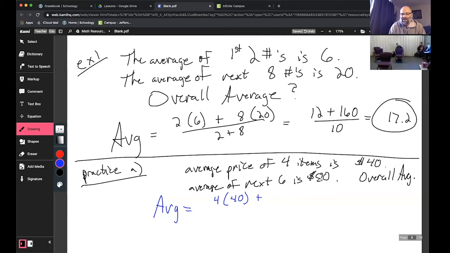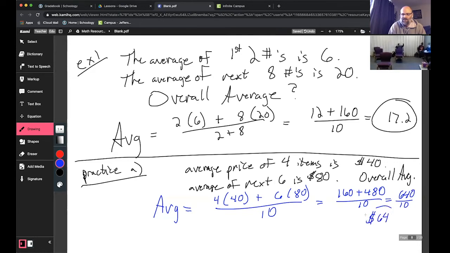So we don't care about the individual items. We just care about the sum. So if the average of 6 items is 80, the sum is going to be 6 times 80. And then let's see how many items. There's 4 and then 6. So there's 10 items. Okay, so that's 160 plus 480 divided by 10. That's 640 divided by 10. Move the decimal over and you get $64. Is that what you got, Austin?